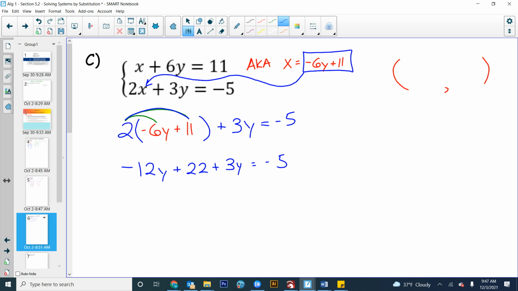Negative 12y plus 3y is negative 9y, plus 22. Do you guys agree we're working on the same side of the equal sign? We're only combining like terms, right? Combine like terms. Equals negative 5.